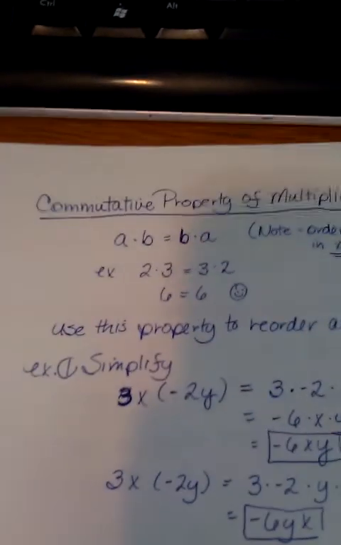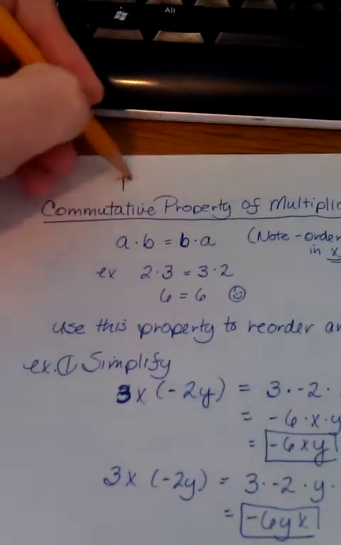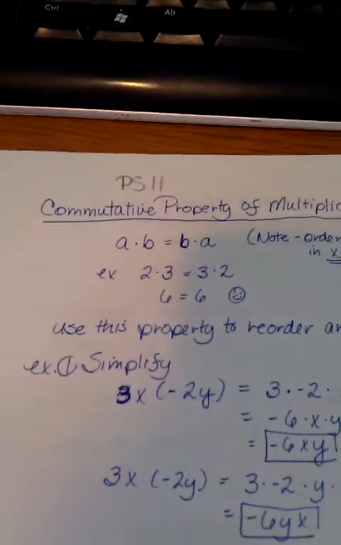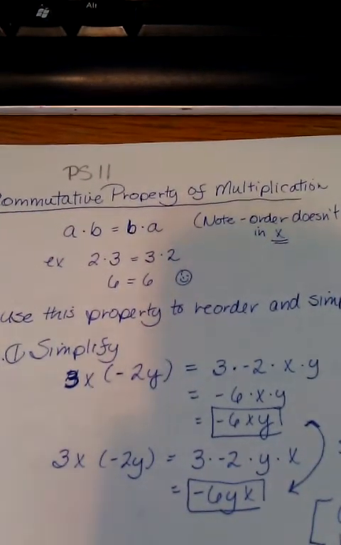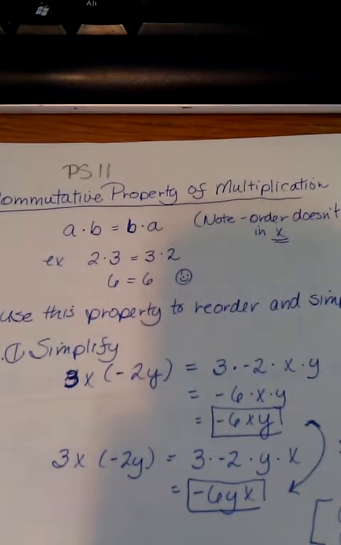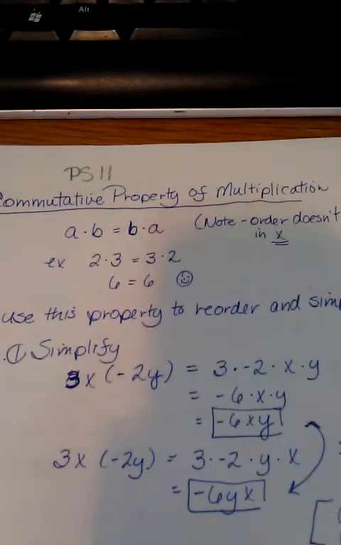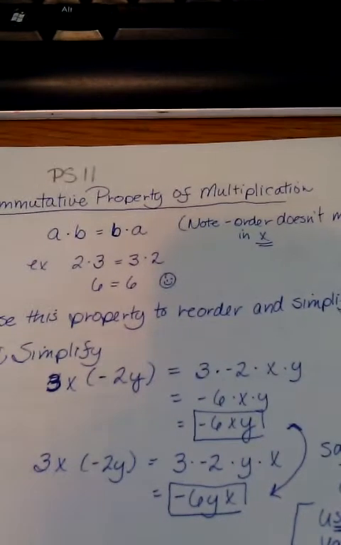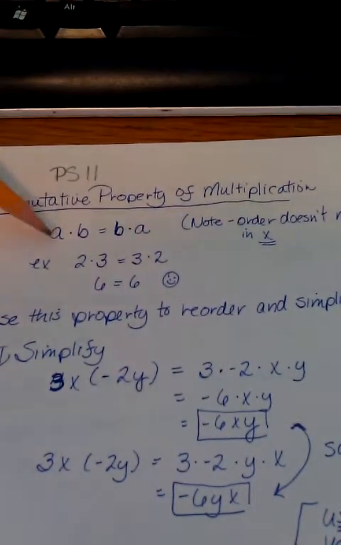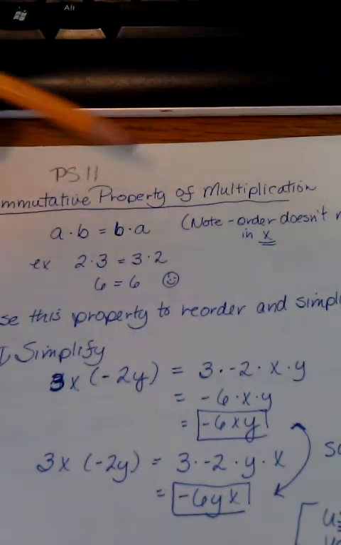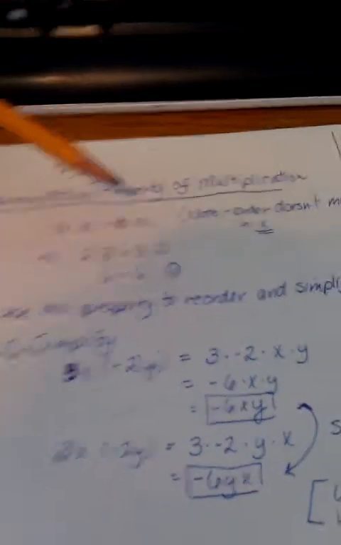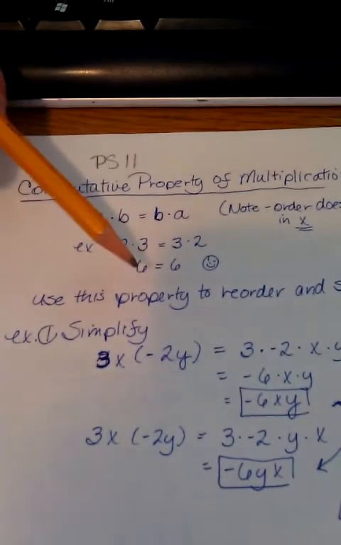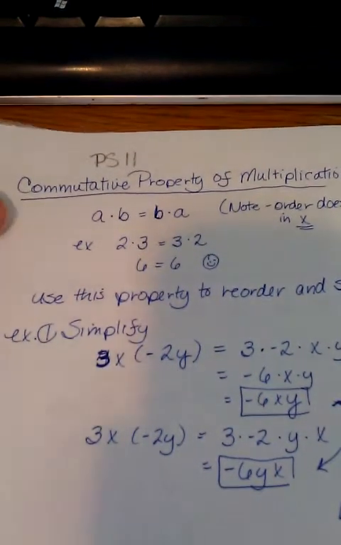Okay, now we're going to take a look at problem set 11. And that's looking at the commutative property of multiplication. And we've talked about this in class already. And really what this is saying is that order does not matter, not in multiplication. So, for example, A times B is equal to B times A. 2 times 3 is equal to 3 times 2, because 2 times 3 is 6 and 3 times 2 is 6. So we can use this property to reorder and simplify. So here is an example.